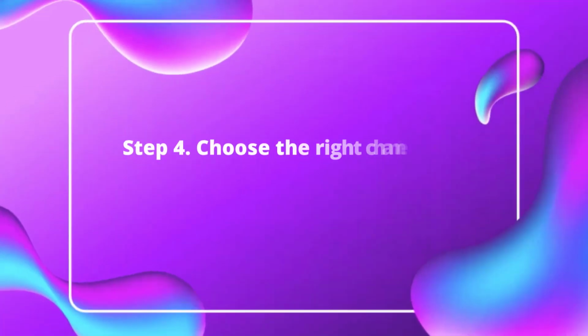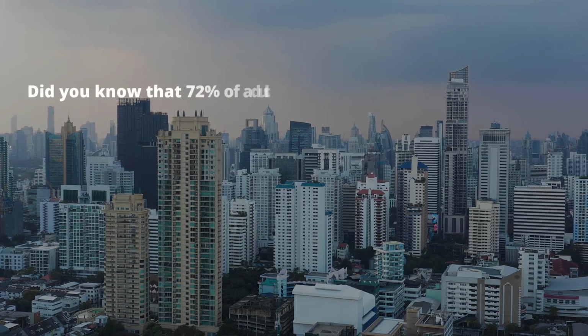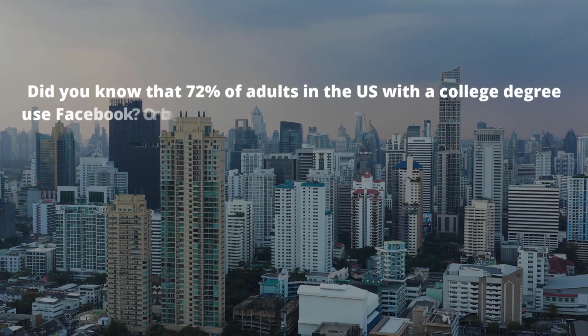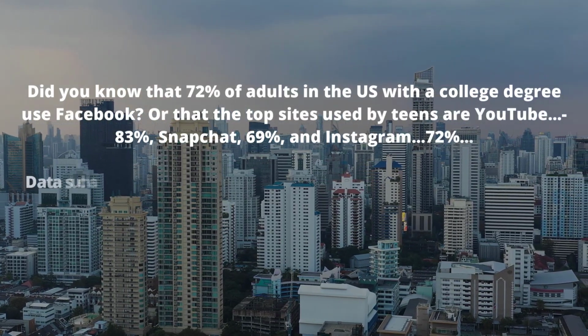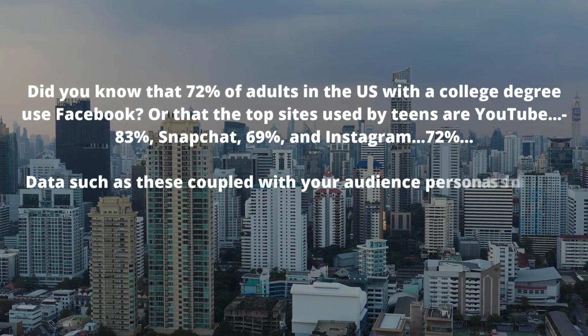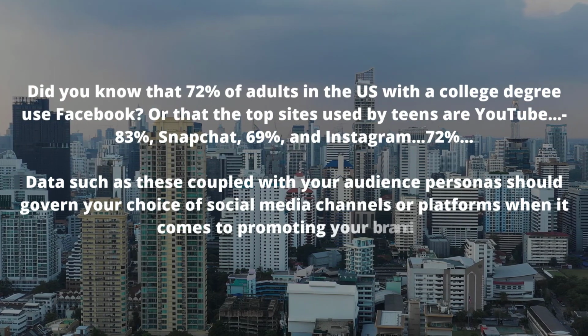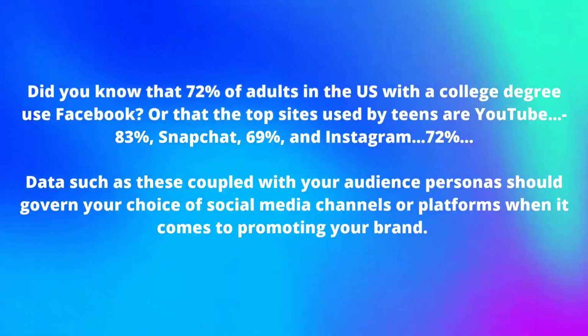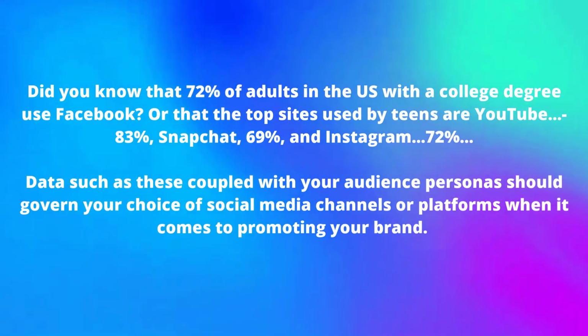Step number 4. Choose the right channels for your target audience. Did you know that 72% of adults in the US with a college degree use Facebook? Or the top sites used by teens are YouTube at 83%, Snapchat at 69%, and Instagram at 72%. Data such as these coupled with your audience personas should govern your choice of social media channels or platforms when it comes to promoting your brand.